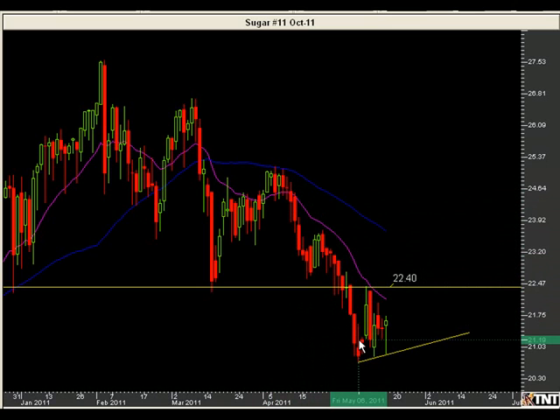Remember, it doesn't pay to be greedy in this particular game. You just want to be able to take your fair share, and to be sure that the trades that you're taking are going to be high probability trades.